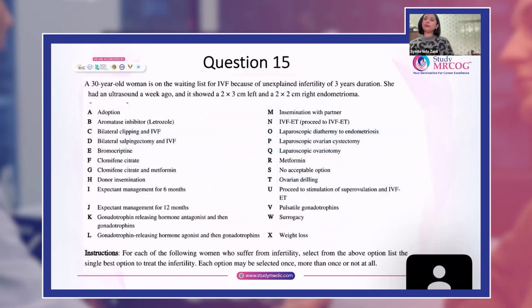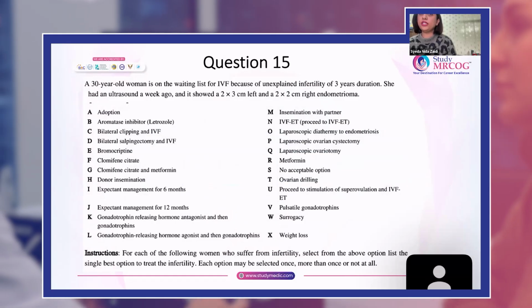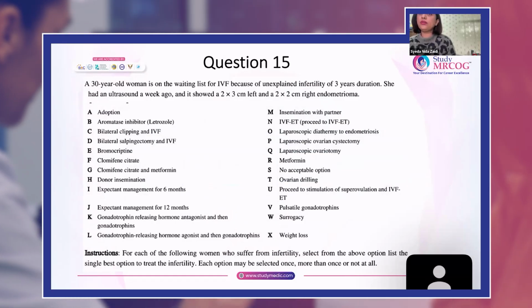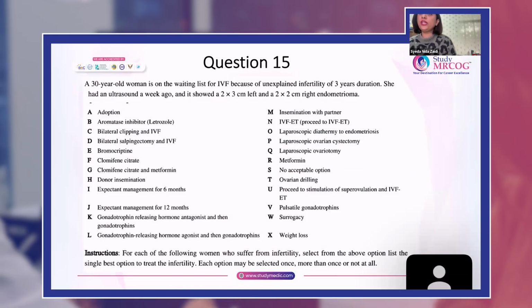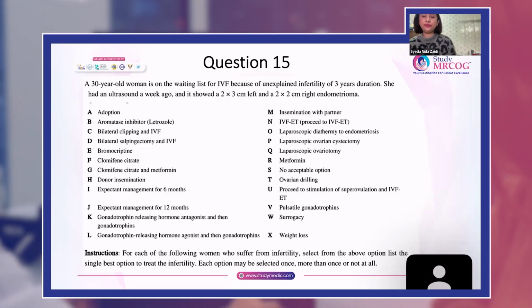And the last AMQ. A 30-year-old woman who is on the waiting list for IVF because of unexplained infertility of 3 years duration. And she had an ultrasound a week ago and it showed a 2 by 3 centimeter left and 2 by 2 centimeter right endometrioma. So among all the options that you see in this case, what will be the best option?